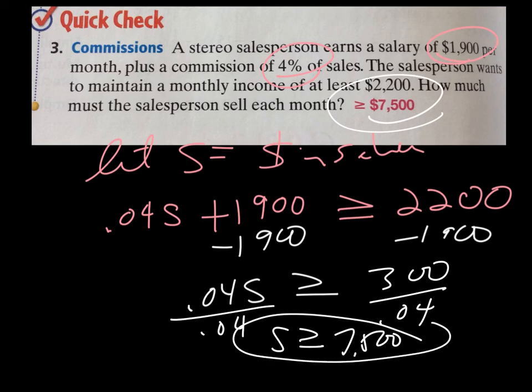So in other words, they have to sell $7,500 of the stuff for the store in order to make enough extra money to make that $2,200 so that they make more than just $1,900. That's what that's all about.